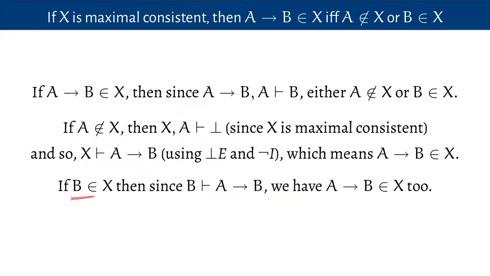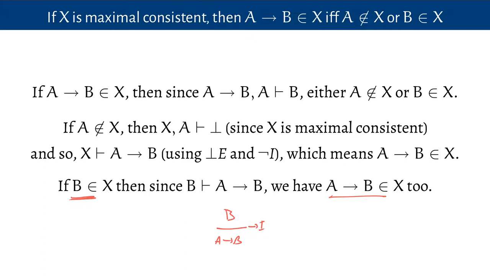On the other hand, if B is in X, since B gives me A implies B, I can prove A implies B from B, that means that A implies B is in X too. Now, why can I prove A implies B from B? Well, we're allowed to discharge any number of assumptions of A. Zero is a number, so I could discharge zero instances of A to get me A implies B. If you've not seen that before, that might make you feel a little bit weird. Well, don't worry about it.